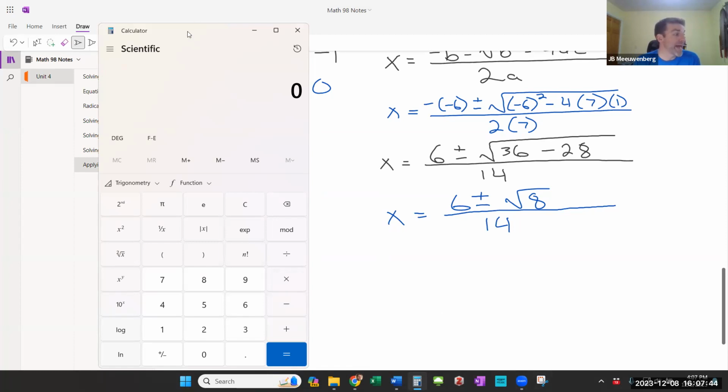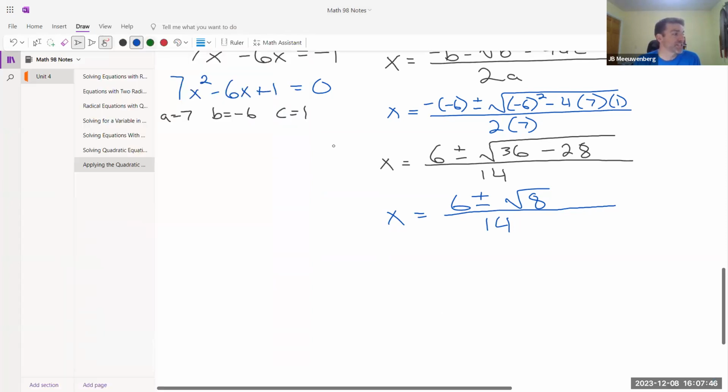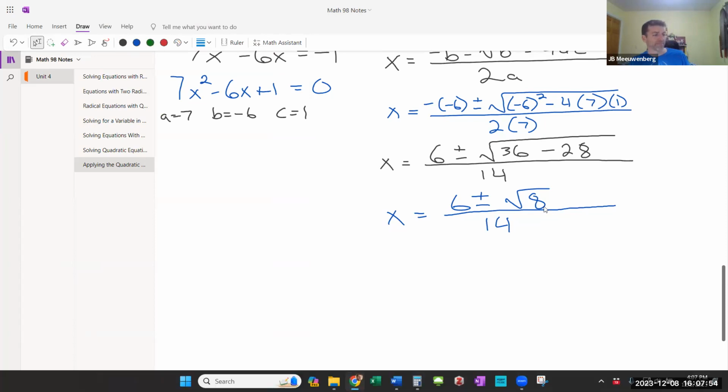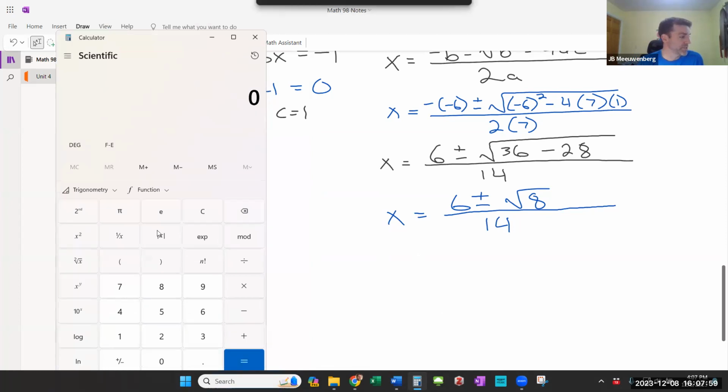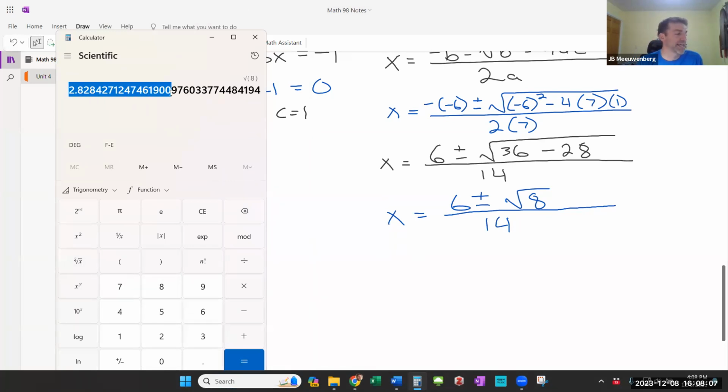I always recommend focusing just on the numerator first. So I'm going to start by taking the square root of 8. I'm going to take the 8, and I'm going to take the square root of it. And as you can see, it gives us this big, long, messy decimal. If you have a calculator that's a little more powerful than this one, and you can do more than one calculation at once, you just type in 6 plus the square root of 8. In fact, I actually think we can do that here.